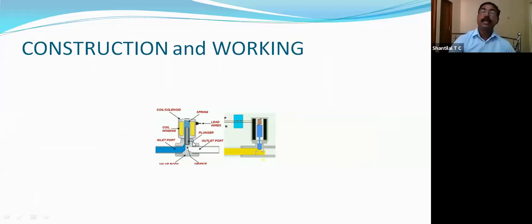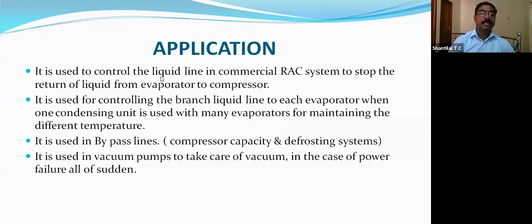Then the applications, where these are used. It is used to control the liquid line in commercial refrigeration and air conditioning systems, to stop the return of liquid from the evaporator to the compressor. And it is used for controlling the branch liquid line to each evaporator when one condensing unit is used with many evaporators for maintaining different temperatures.